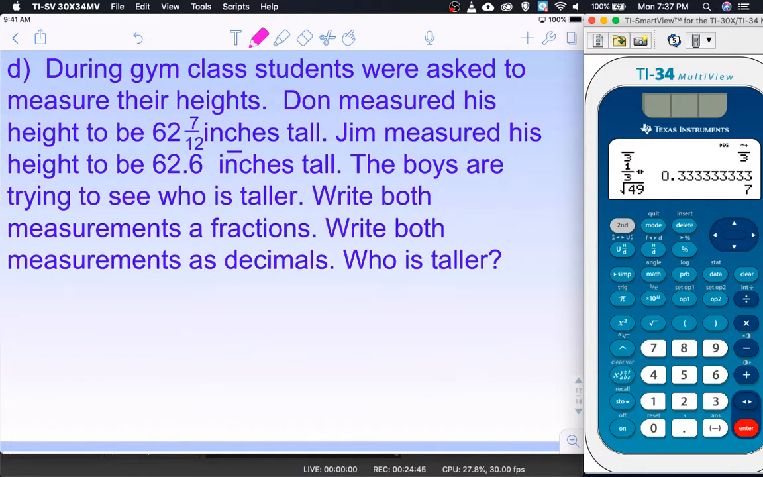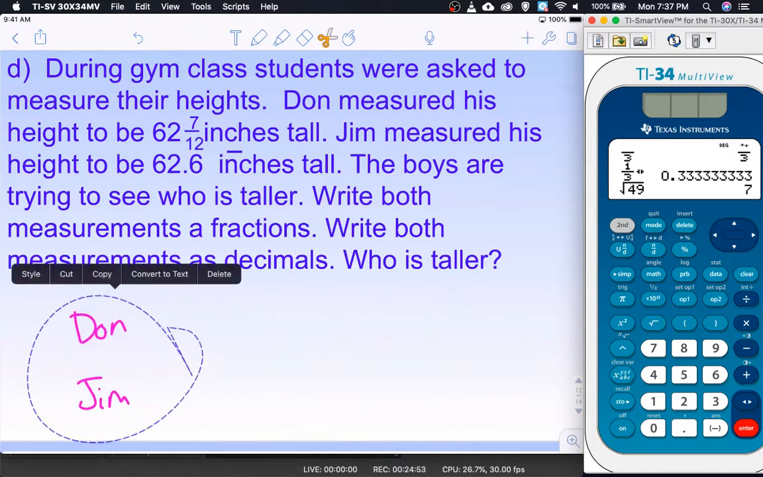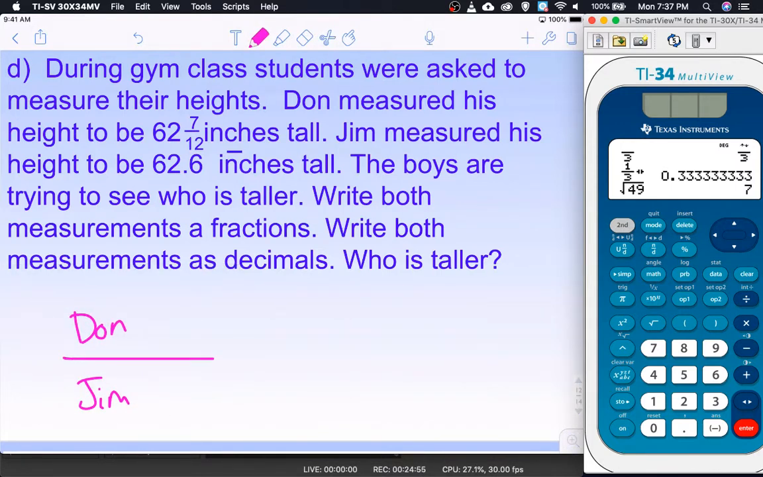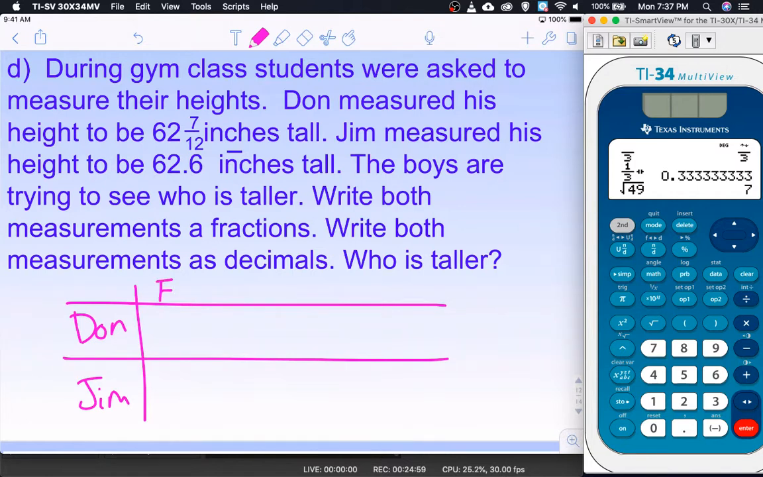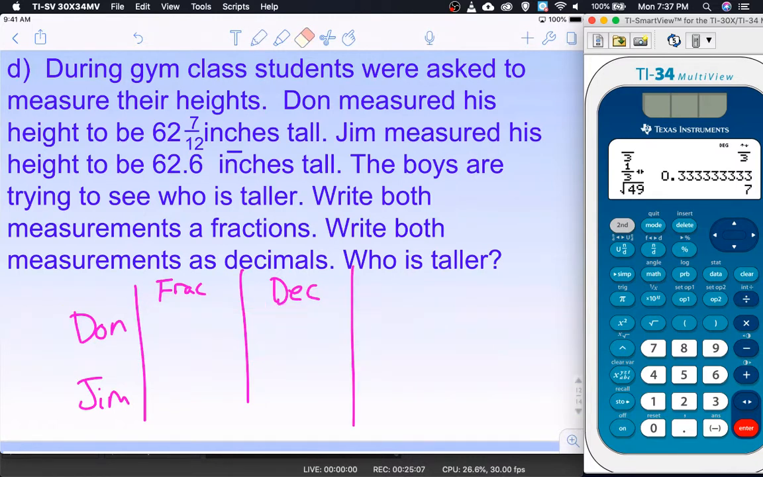All right, so let's see here. We've got Don and Jim. I'm making a little chart here to help me organize all my thoughts. I'm going to write their things as fractions and as decimals. I probably didn't need lines quite that big.